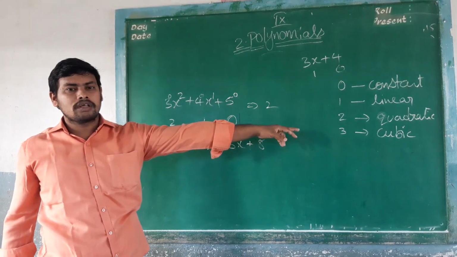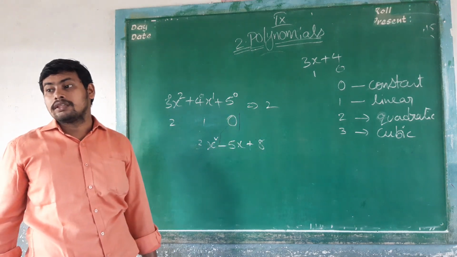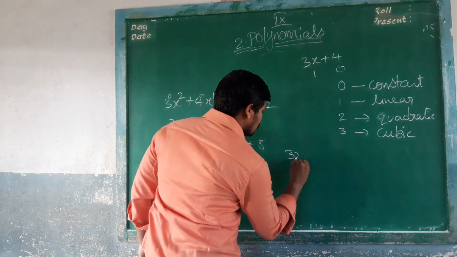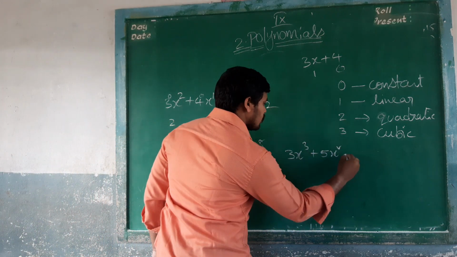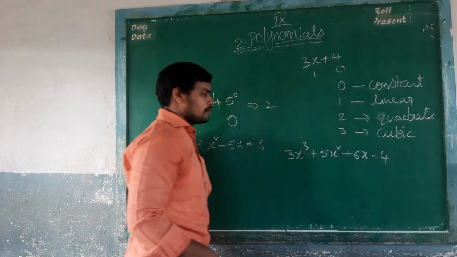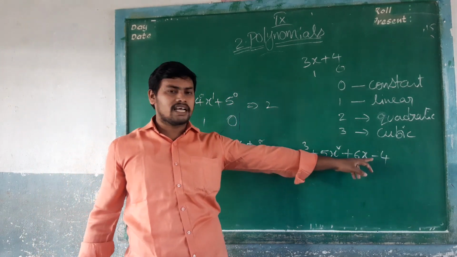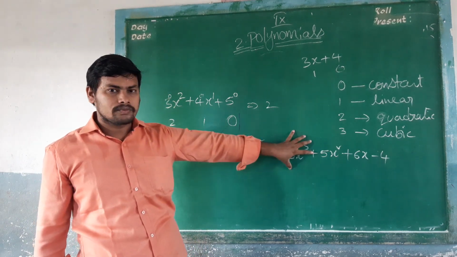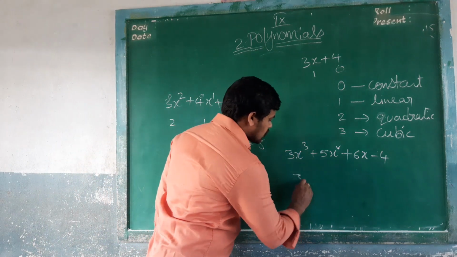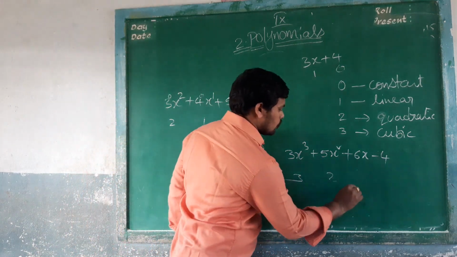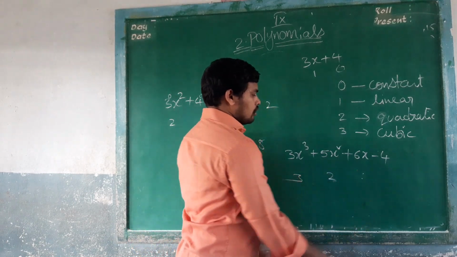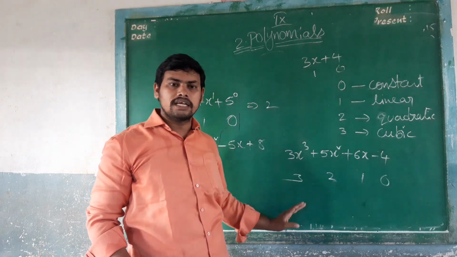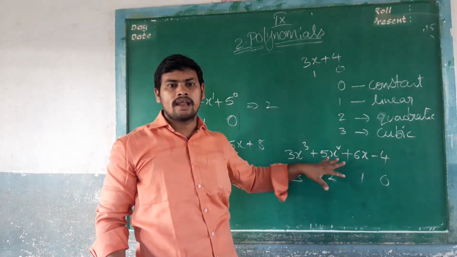Okay, next move on to the cubic polynomial. Cubic polynomial means the degree is 3. Example: 3x cube plus 5x square plus 6x minus 4. Here what is the degree? The degree of the first term is 3. The degree of the next term is 2. The degree of this term is 1. The degree of this term is 0. So which is the largest one? 3 is the largest one. So the degree of this particular polynomial is 3.